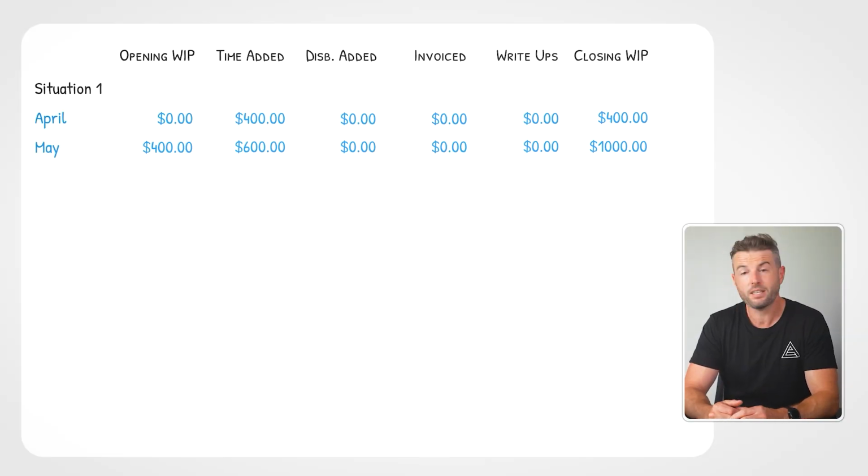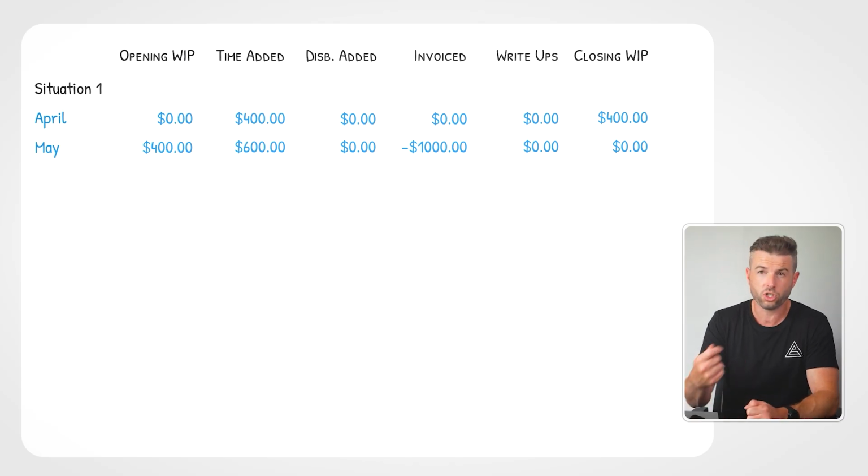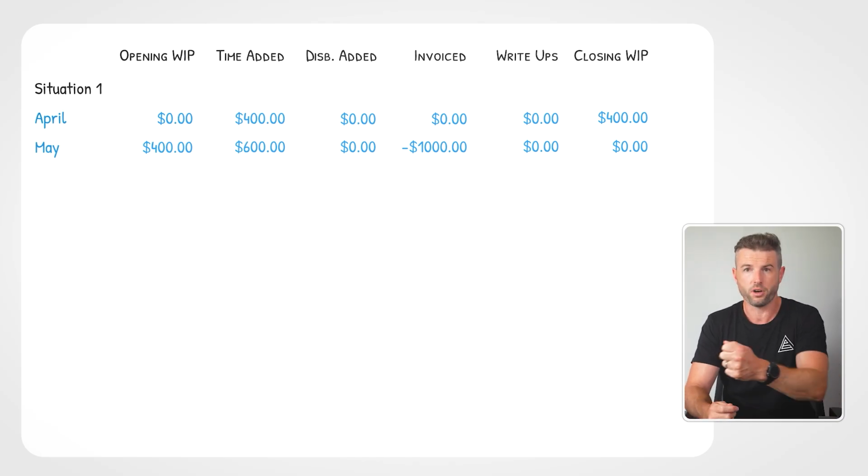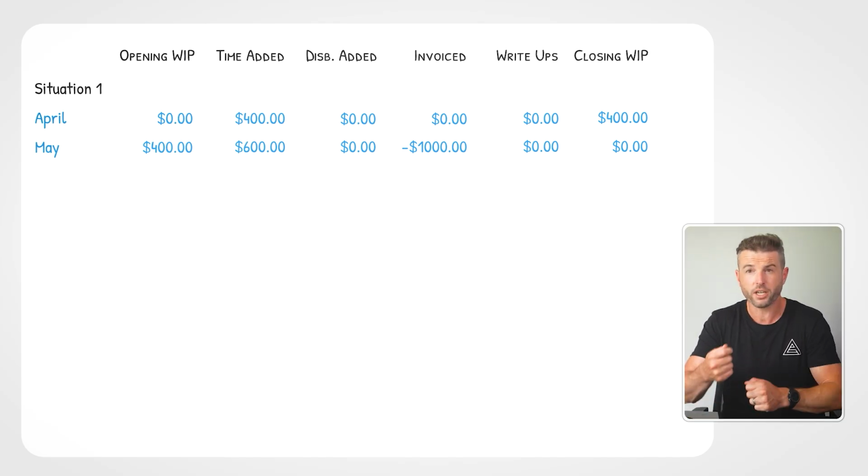So in this example here, let's say we invoice it. So we've got the opening WIP of 400, we've got the time added in this period of 600, and we've invoiced $1,000, which is represented as a negative because we want to add along this line to arrive at our closing WIP. So we arrive at 0 work in progress. So what we've done here is we've exchanged this work in progress for an invoice, which is later going to become cash in my bank account. Now I have no WIP. Exchange one asset for another.